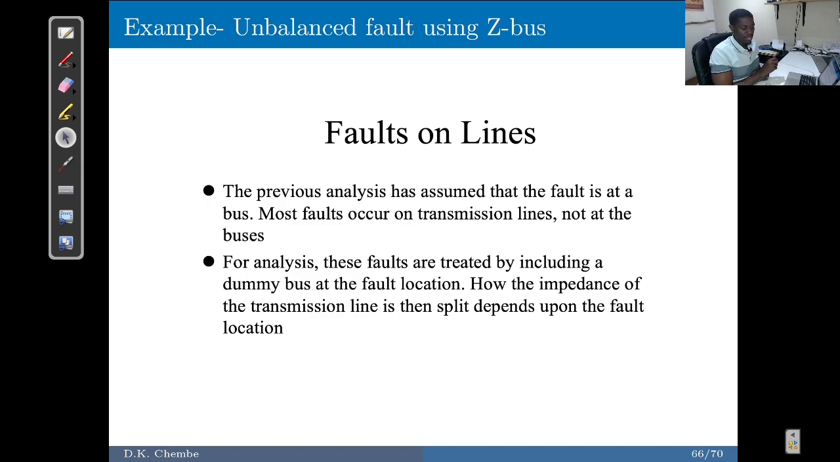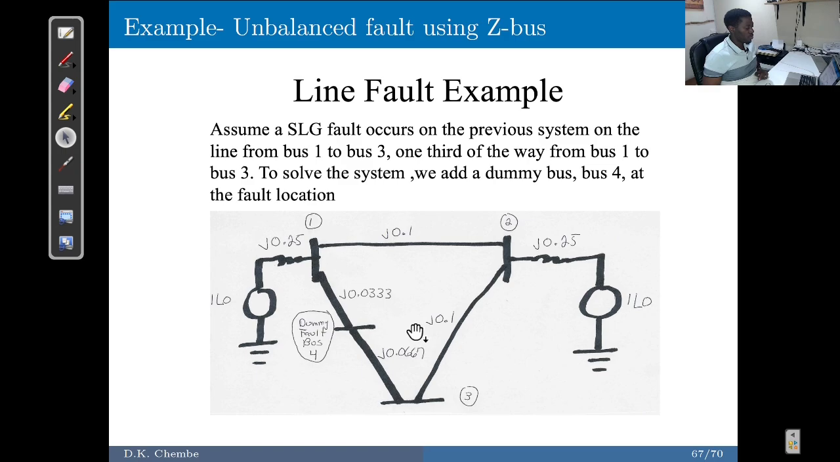In most cases, for the unbalanced faults using the Z bus, we're looking at the faults on the lines. Now, if there's a fault on a line, usually what we do is we create an artificial bus, what we call a dummy bus, on a line, and then we split the impedance of that transmission line, depending on the fault location, if it is halfway, if it is 3/4, depending on that. So this is a dummy bus, which we can add in a line if the fault is on the line.